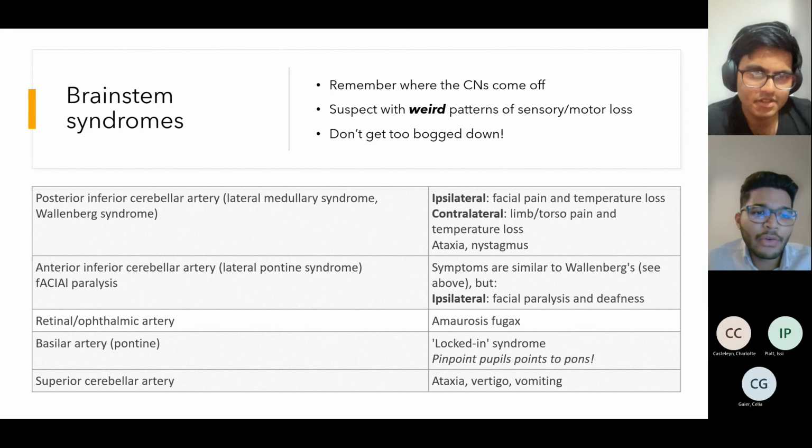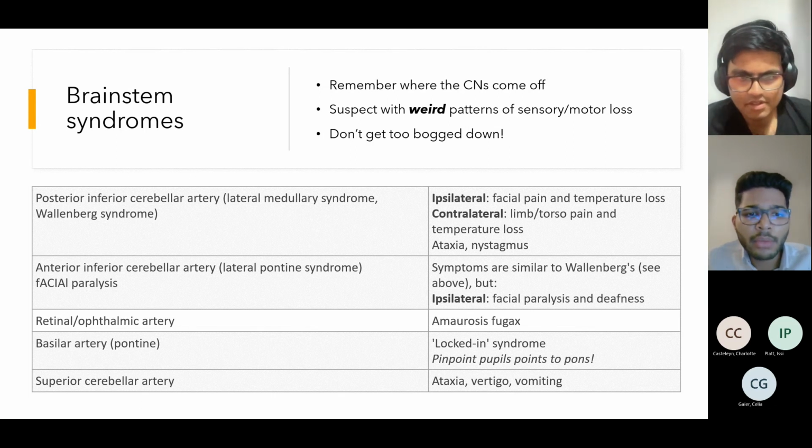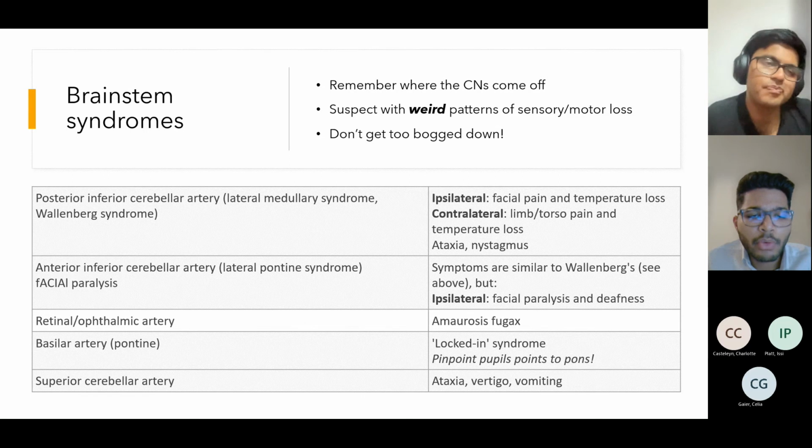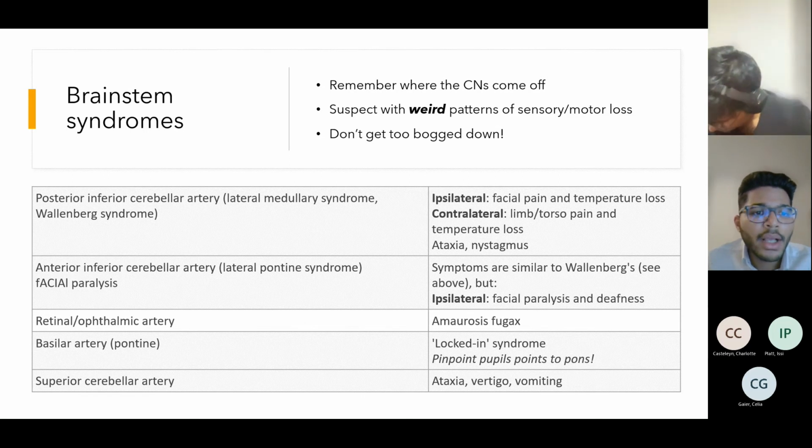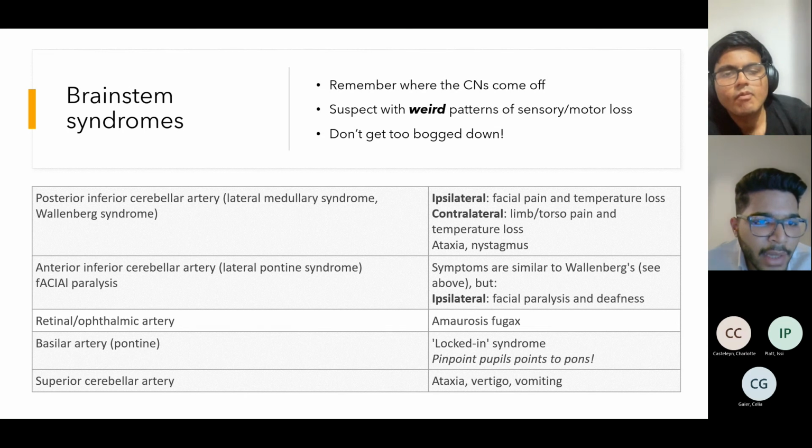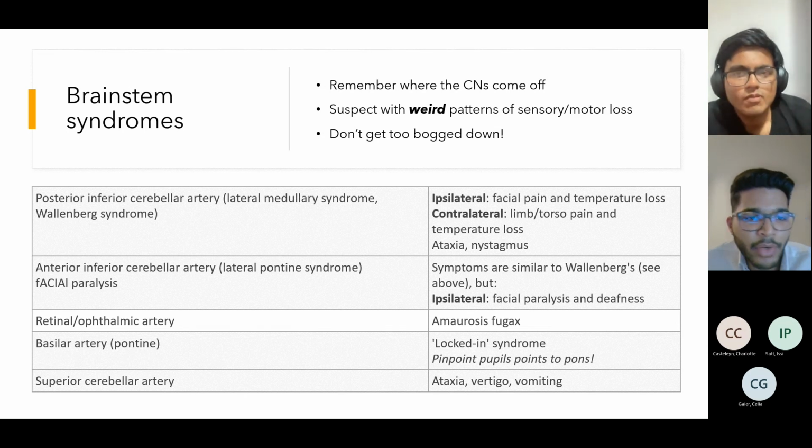The other ones to look out for as well, the anterior inferior cerebellar artery, which is similar to Wallenberg's, but you get ipsilateral facial paralysis and deafness too. The way I remember this one is facial paralysis, because actually facial has a CIA, but really it's AICA. That's where I remember it. I don't know if that makes sense to anyone, but it makes sense to me.